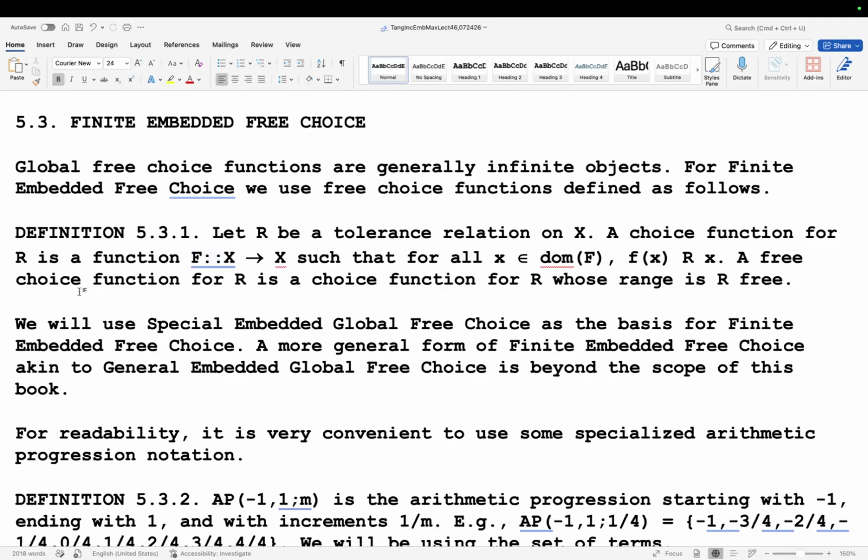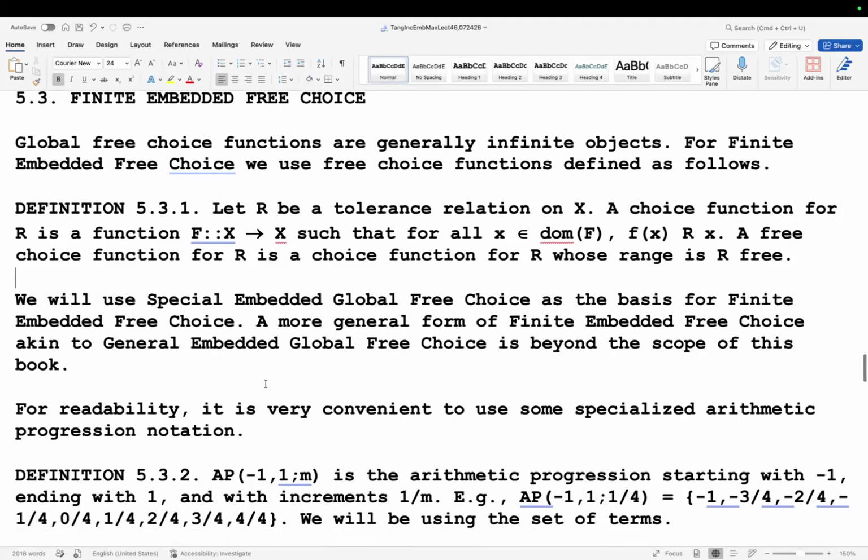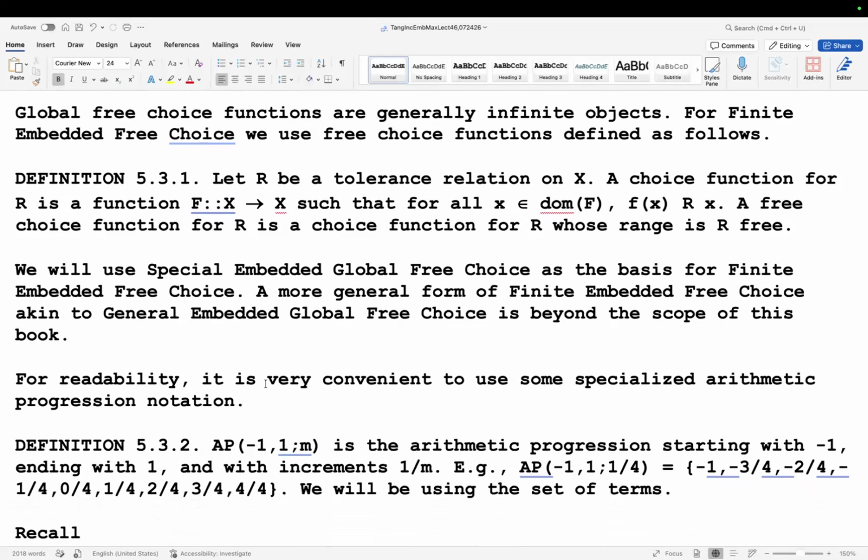So we have this definition whose range is free, and then we're going to use special embedded global free choice as the basis for finite embedded free choice. I'm not going to do any general finite embedded free choice. That's beyond the scope of this book. It's perfectly reasonable, but I'm not going to be doing it. I think I'm retiring from that. But one can do that and see what happens.